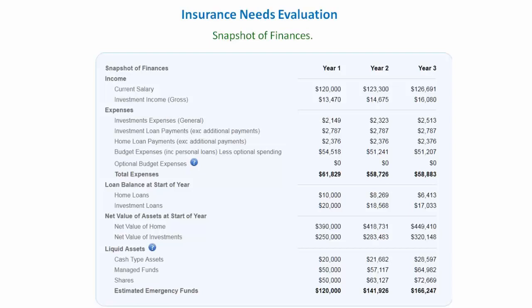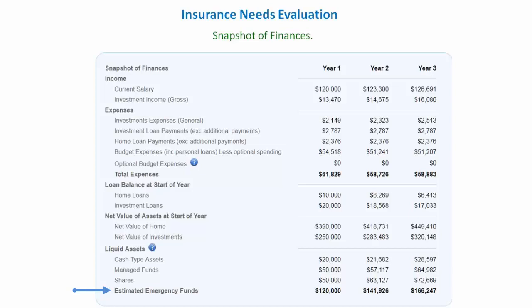Your current loan balances are also important because you may want to use some of your insurance funds to pay out those loans, or you may need to sell an investment so that the loan can be repaid. The net value of your assets lets you consider what may be sold if the need should arise. The full list of liquid assets allows you to choose which of those assets you may decide to sell. These funds are sometimes referred to as emergency funds.